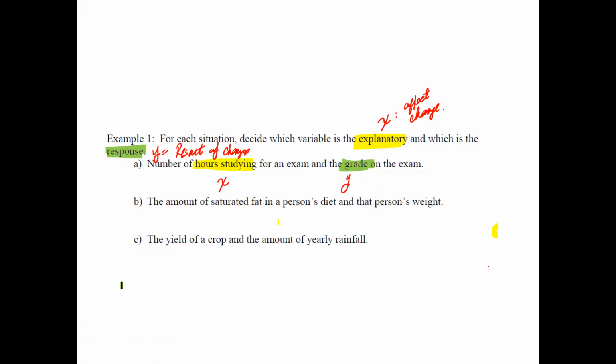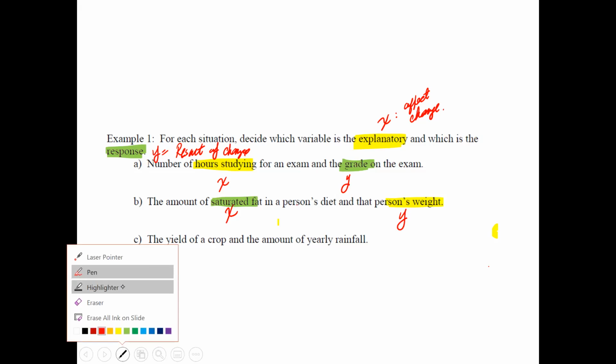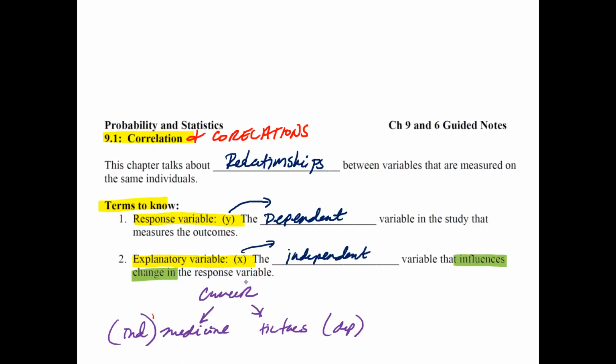B, the amount of saturated fat in a person's diet and the person's weight. Saturated fat and weight. So obviously X is going to be the saturated fat, because the more fatty food you eat, chances are if you don't exercise, you will be prone to gain weight.